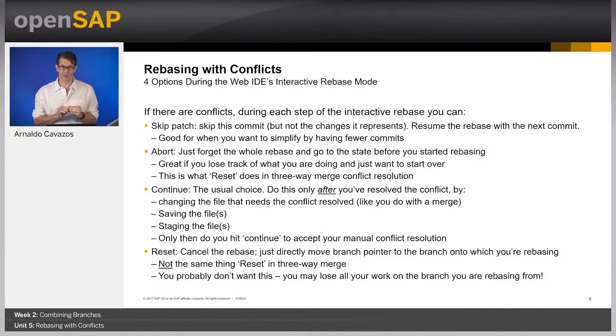The worst thing about reset is that in the current version of Web IDE, you actually lose all the commits on the branch you're rebasing from. You'll lose all of your work on that branch you're rebasing from with no way to get it back. But unfortunately, it is an option that might be chosen by accident because reset does something different in a three-way merge conflict. Reset does what abort does here. It's a little confusing. In general, I would suggest that when you're doing a rebase, you avoid choosing reset while resolving conflicts.